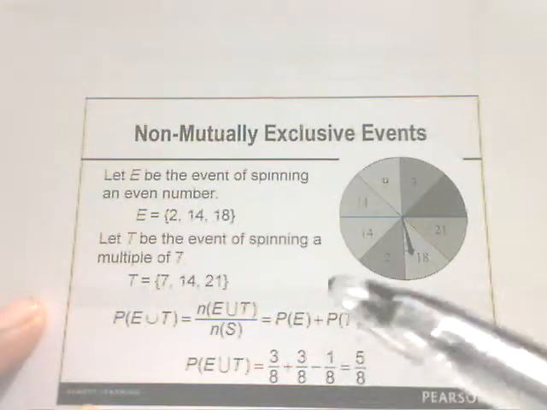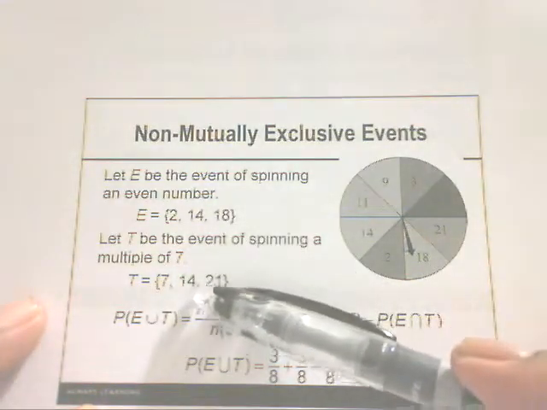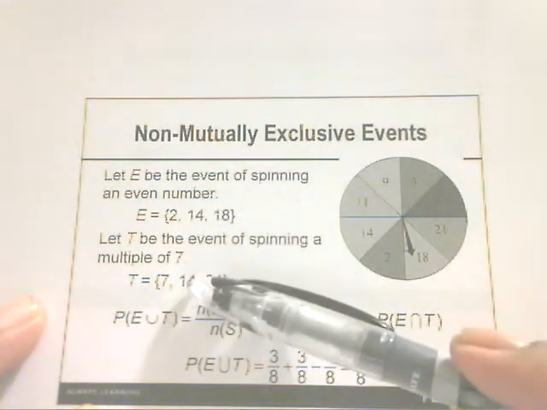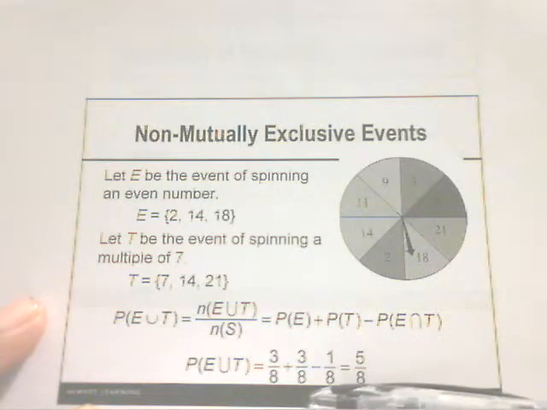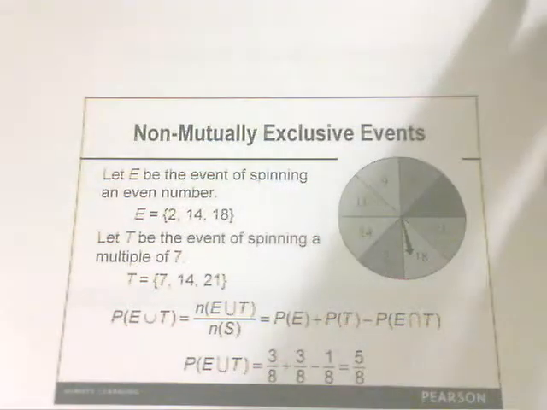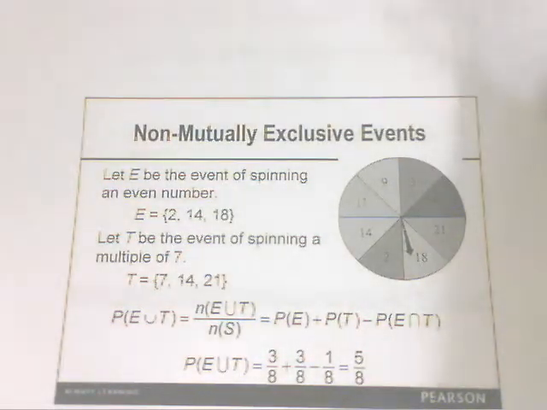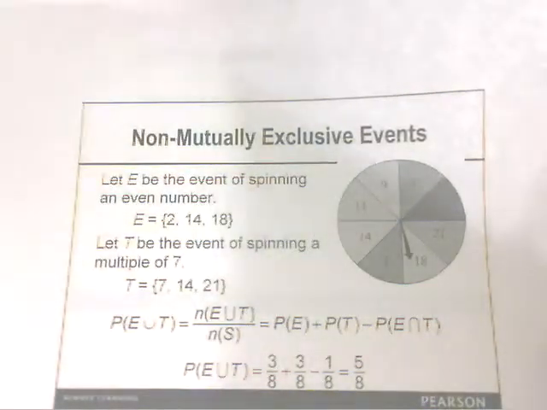So you've got 3/8 plus 3/8. Then you have to subtract off the number of items that are in common in both E and T. There's only one number that's common in both E and T, and that's the number 14. So that's why you see minus 1/8. So if you do 3/8 plus 3/8 minus 1/8, you'll get 5 over 8. So the probability of E or T happening would be 5/8. So here with non-mutually exclusive events, you have to subtract the probability that gives you the double counting, or what's in common in both.